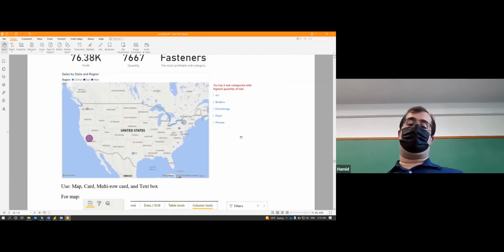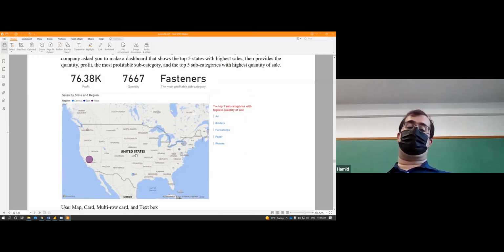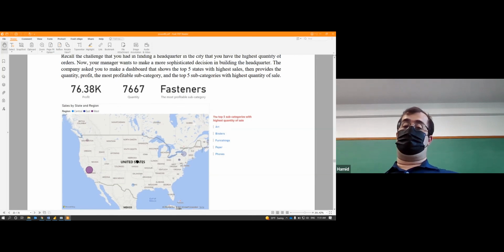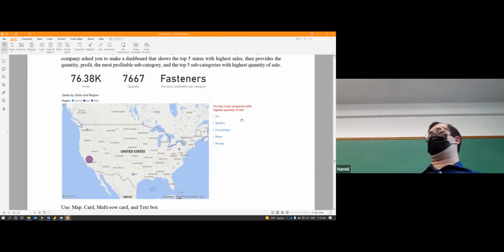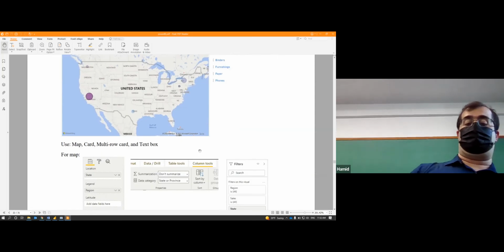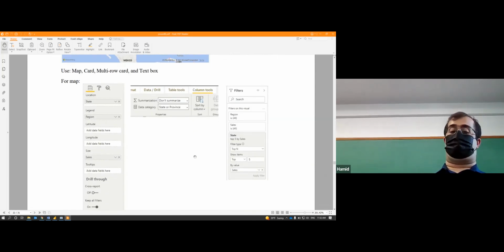Okay, so this is what I'm going to do. It seems I have a map showing the top 5 states with the highest sales. Also, I have some cards on top of the map showing the profit, quantity, and the most profitable subcategory, and one on the right side, top 5 subcategories with the highest quantity of sales. Okay, so first, we need to create the map based on state and their sales.